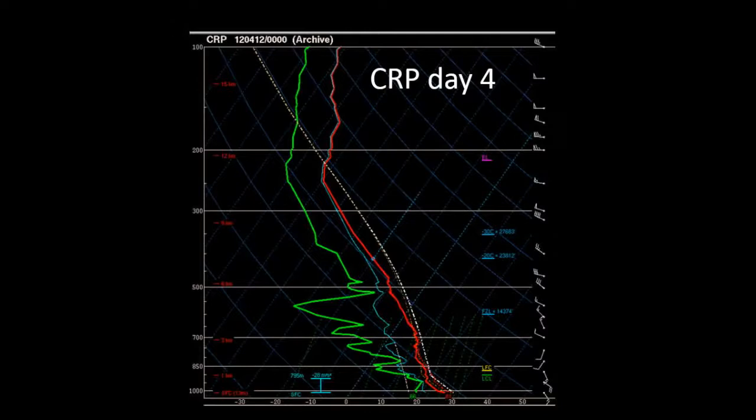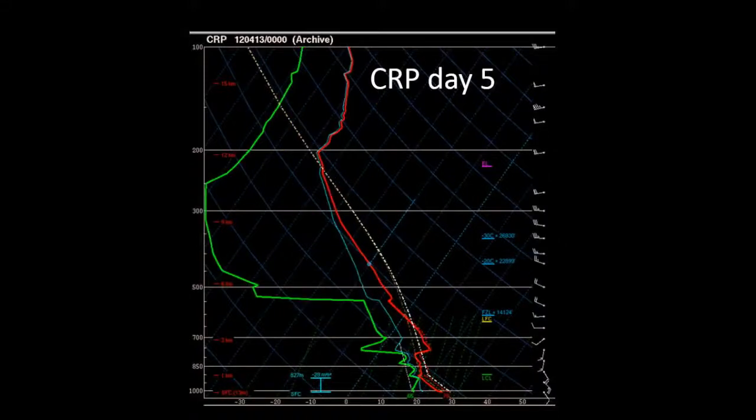Now we see the signs of moistening by day four. We've got dew points well into the mid-60s. Now you notice the moist layer is not as deep as the previous case because this is actually a reflection of this air mass moving offshore was not that cold. So the mixing is not particularly deep initially.